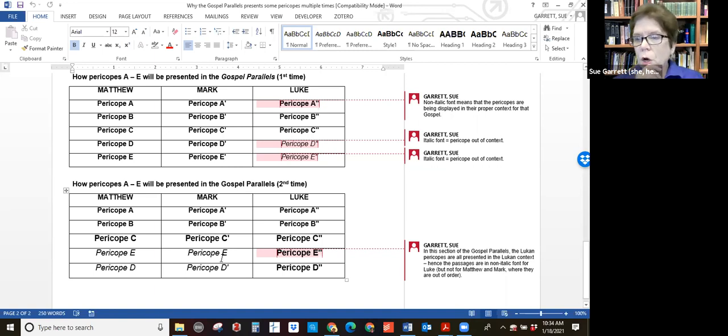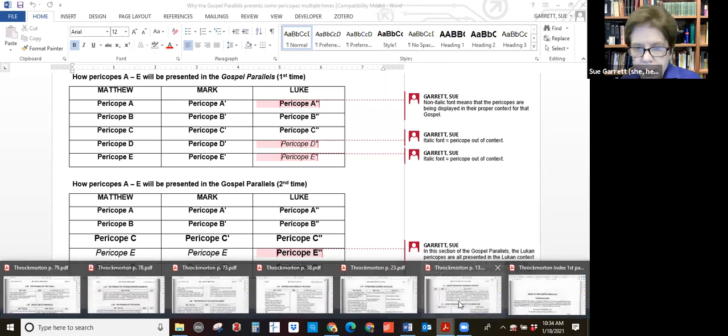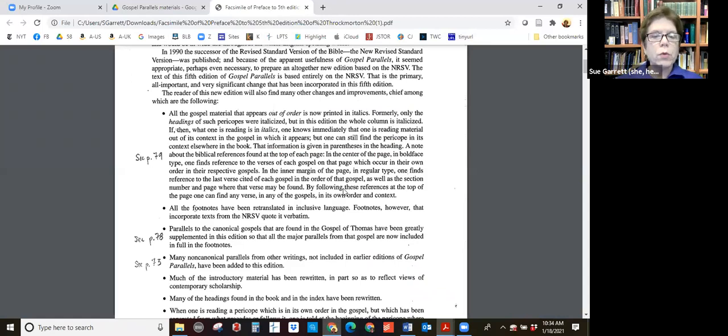Okay, so now I'm going to talk about some of the other symbols that occur in the preface. I've got to get back to my preface. Where is that? I think it's here. No. Ah, there we go. So that's this one. It's page 79, out of order. I'm going to show you an example of that now.